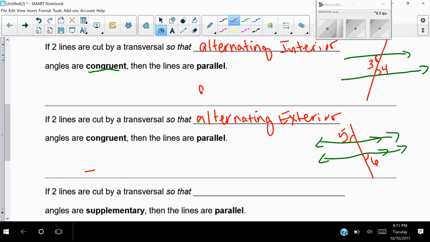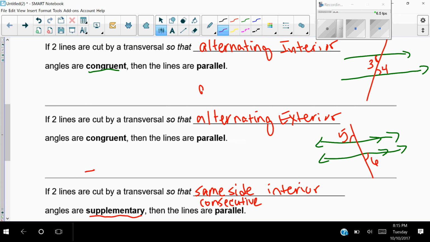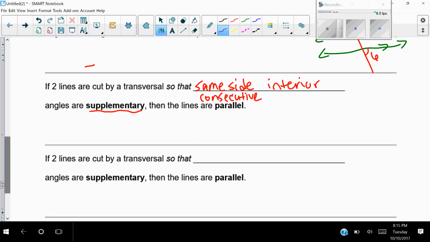So this one says supplementary. Supplementary angles we learned are on the same side. So same side interior and same side exterior. Doesn't matter which one we start with. Let's start with interior. Same side interior is also consecutive interior. Right underneath it, because we need to remember that for our test. I don't think I've ever seen the word same side on the SOL. Usually on the test and the SOL they use consecutive, but just in case they do, we wanted to show you both. But usually it is consecutive, not same side.